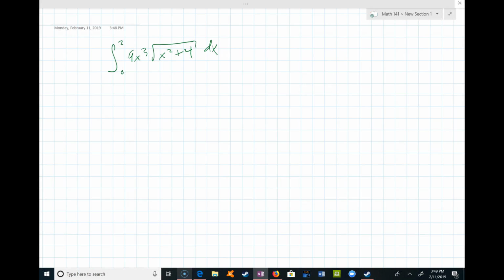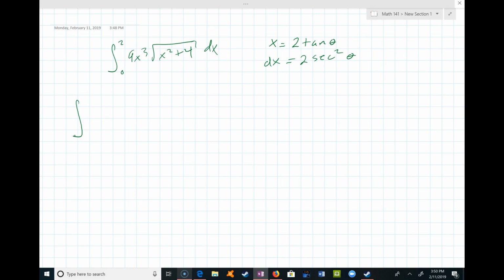So first of all, because it's x squared plus 4 underneath the square root, we think of tangent. So the first sub is going to be x equals 2 tan theta, which means that dx is equal to 2 secant squared theta. But when we do that, if we want to switch the limits, you've got to create the new limits.